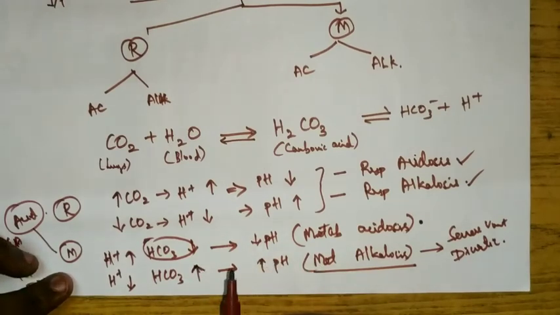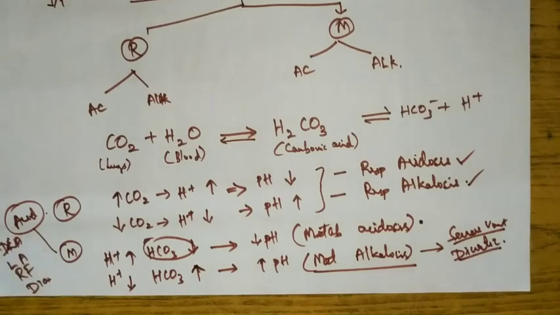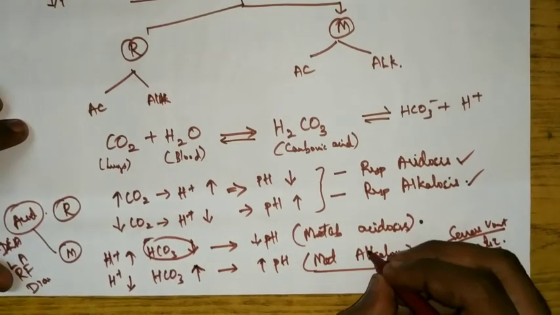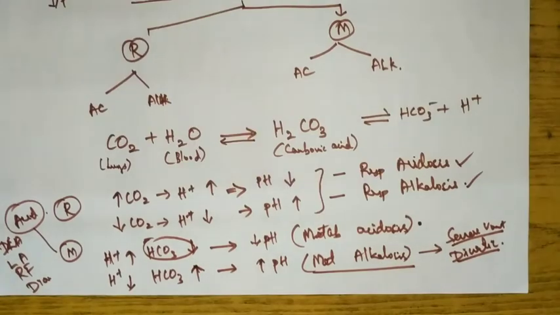So what are the conditions here? We have seen this: severe vomiting, diuretics, etc. And also, if we are taking a lot of antacids for GI problems, which can also cause the increase in pH, which is metabolic alkalosis.